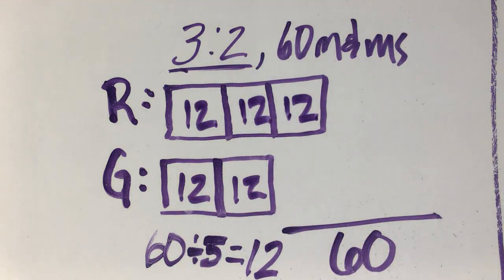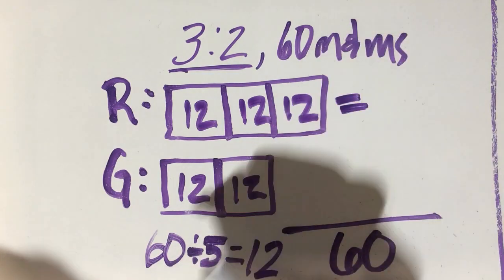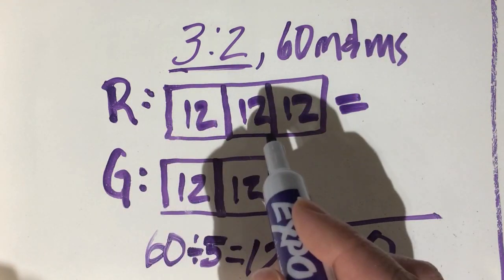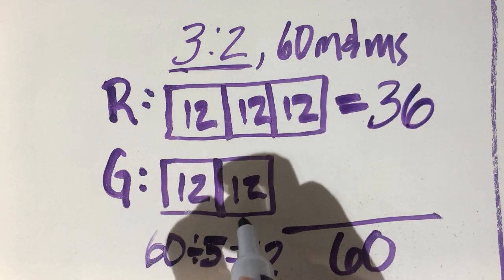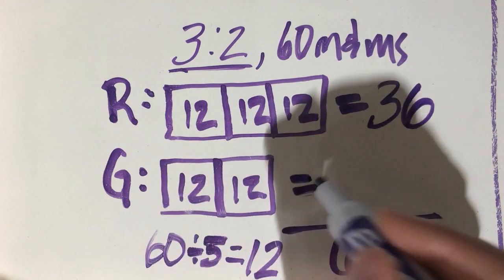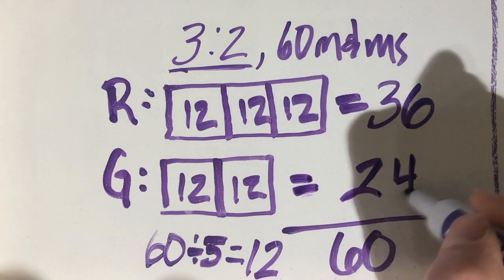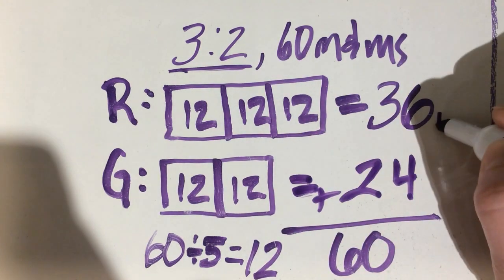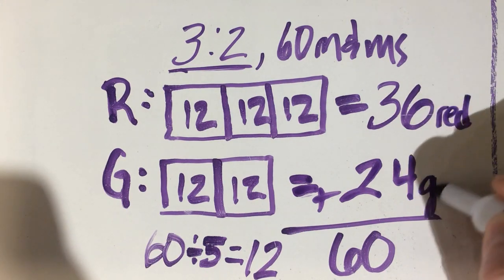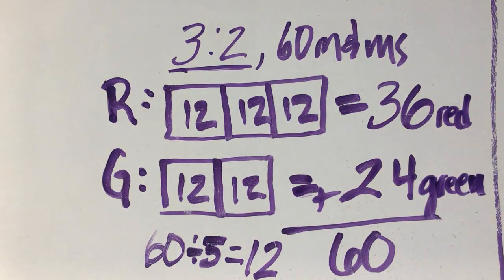Okay? And then now I can solve and go, well, 3 parts are red and each part's worth 12. 3 times 12 is 36. And if 2 parts are green and each part is worth 12, 12 times 2 is 24. Just do a double check to add. Hey, that works. I have 36 red M&Ms and 24 green M&Ms.